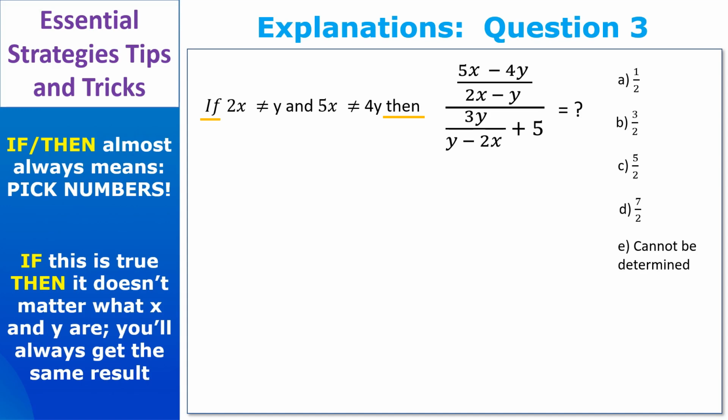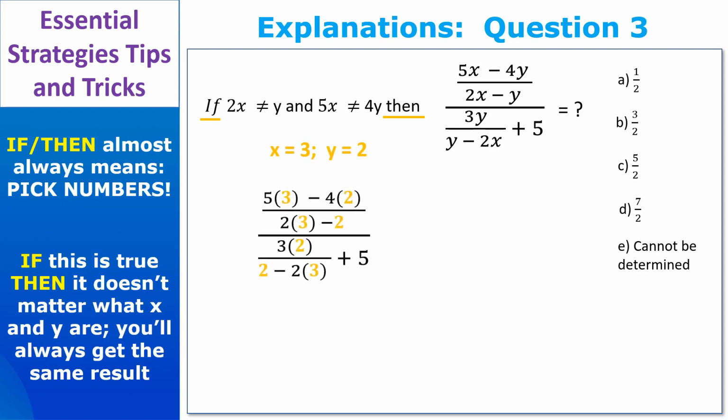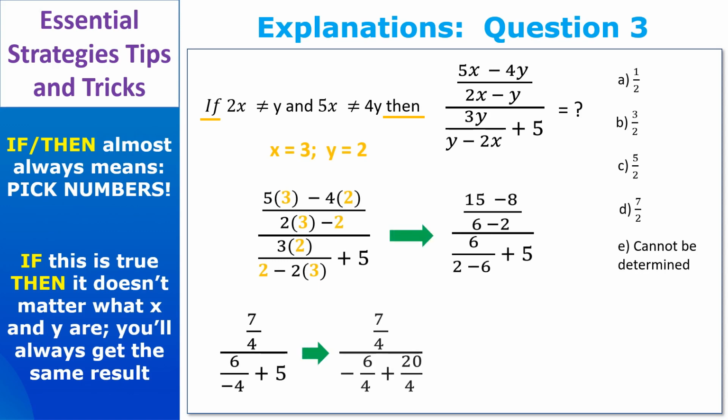So long as you follow the constraints, in this case we're told 2x can't equal y and 5x can't equal 4y, then it doesn't matter what numbers you pick for x and y. It's always going to give you the same result. So pick easy numbers, plug them in, and see what you get. I happen to pick 3 for x and 2 for y. So let's plug them in and do some arithmetic, and keep doing some more arithmetic and even more arithmetic.